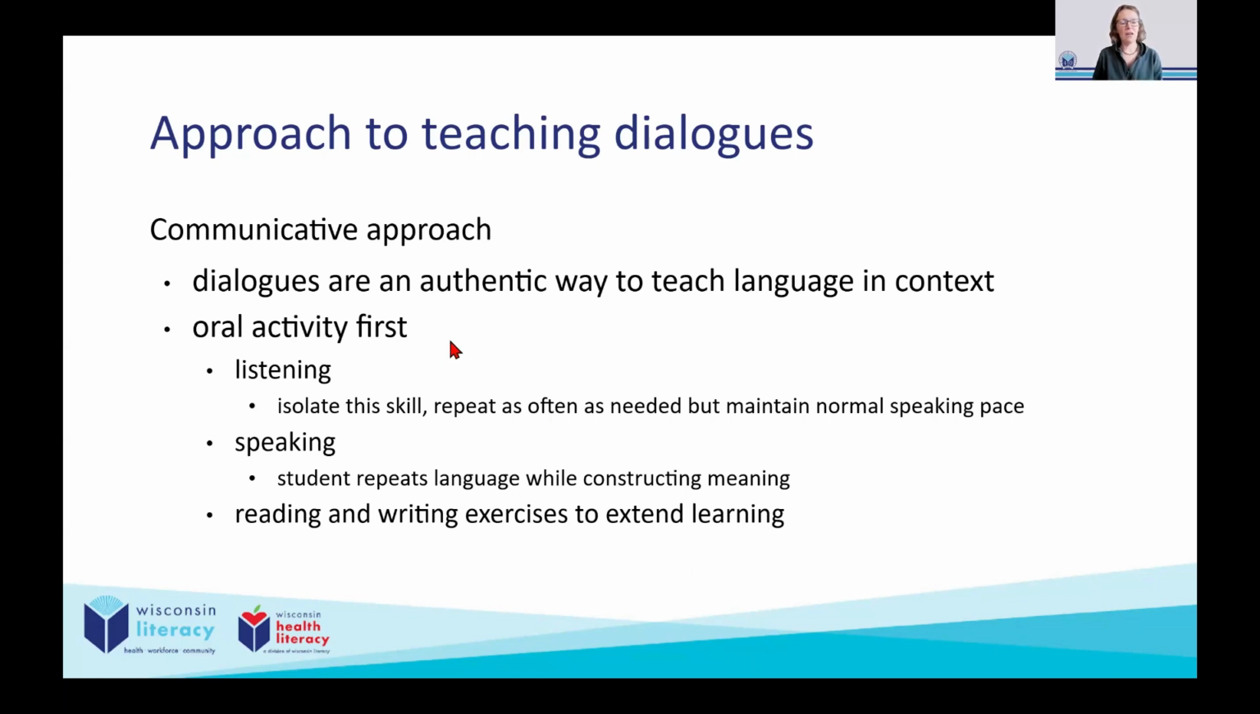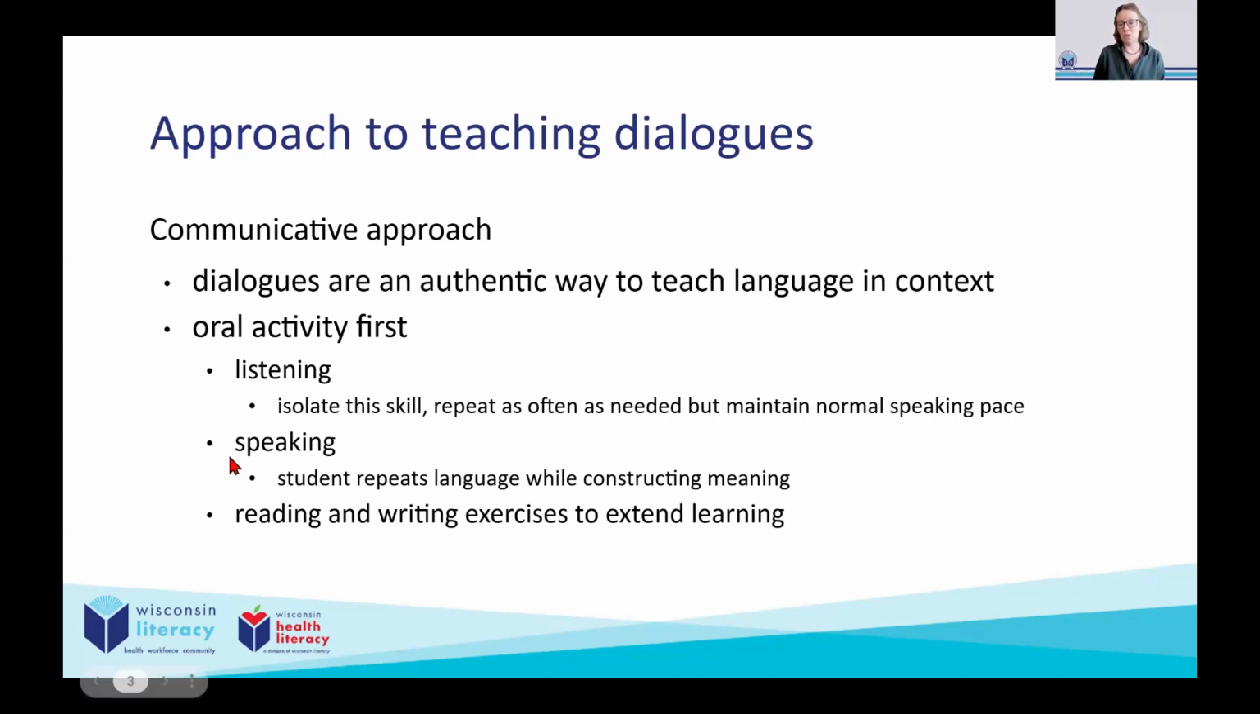Communicative approach also uses dialogues as an oral activity first, because they are authentically oral. So when I teach a dialogue, it's a listening activity first, and I really want to isolate this skill. So I do not show a learner the dialogue in print. We're just working on listening skills first. And I repeat the dialogue as often as needed, but I like to also maintain a normal speaking pace. So I don't slow down that dialogue too much, because this is going to give learners an authentic experience of like, what do I do? What are some strategies that I use if I don't understand everything a speaker is saying?